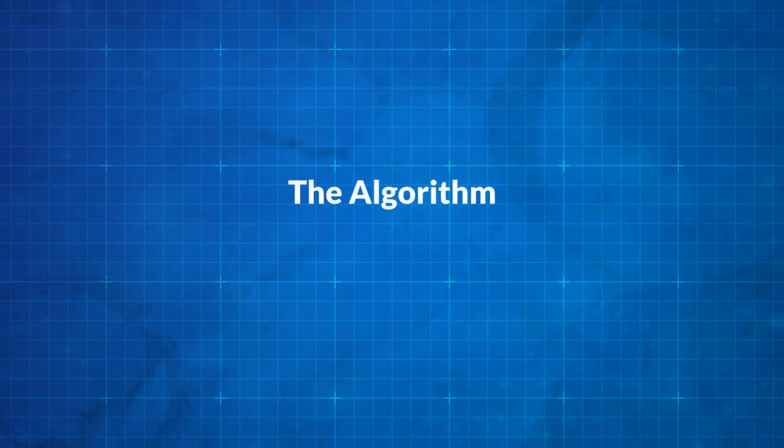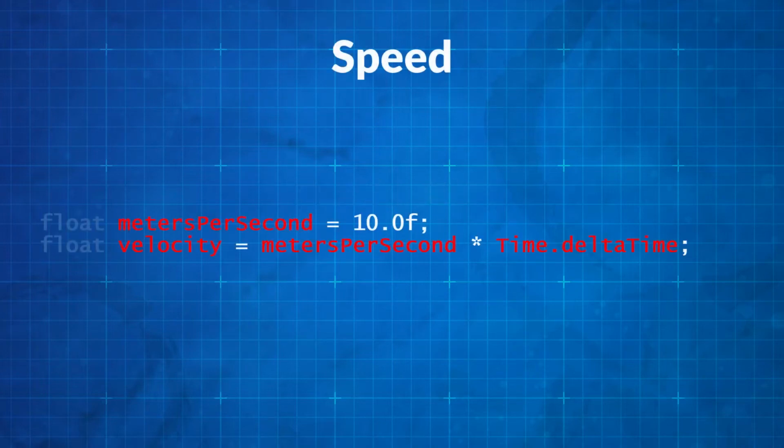Now let's talk about the math, the algorithm we're going to use to move the character. The first thing we need to define is our speed, also known as velocity.